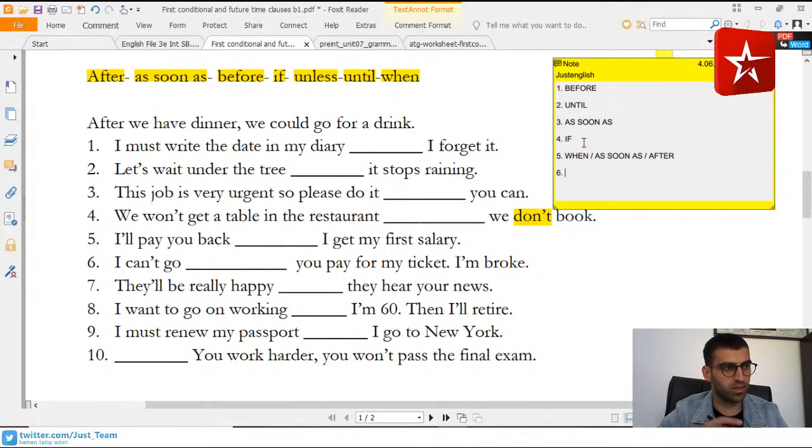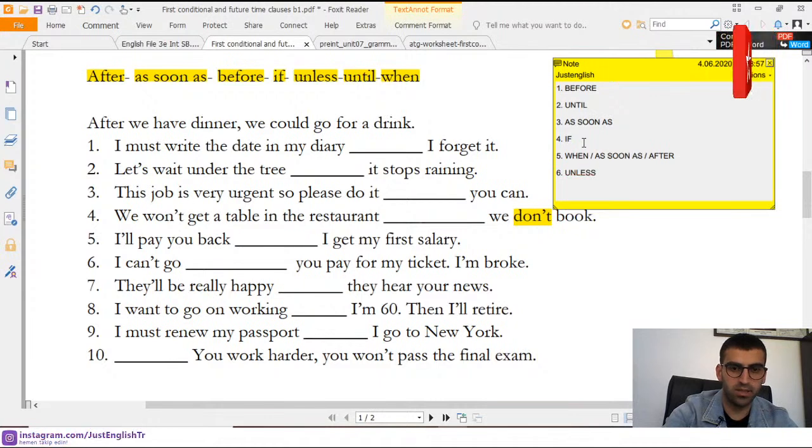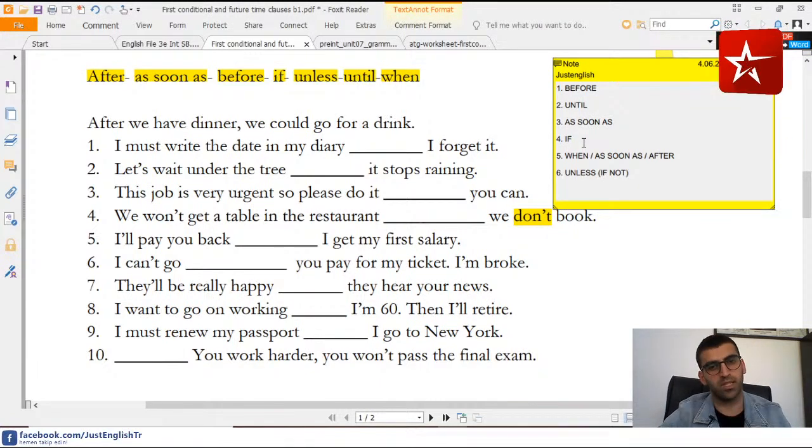Unless can be the correct answer, yes. Unless means if not. For example, if you don't pay for my ticket, I can't go. I can't go until you pay for my ticket. Yes, unless is the correct answer.